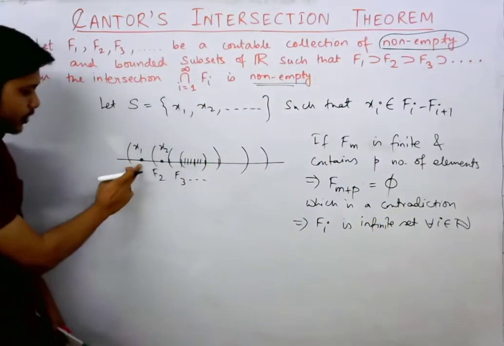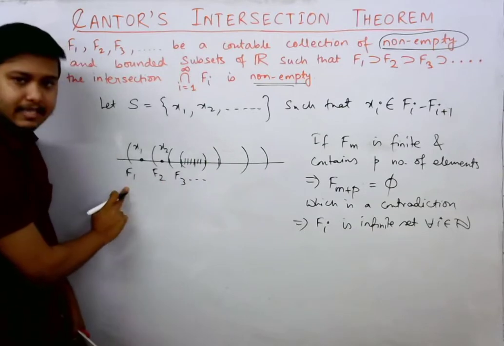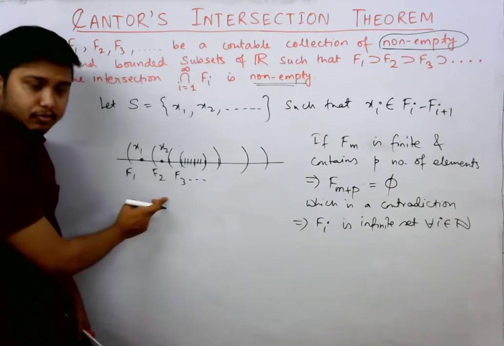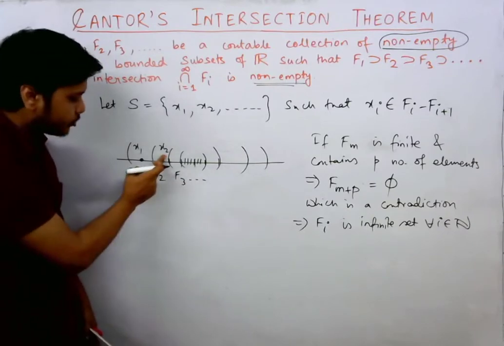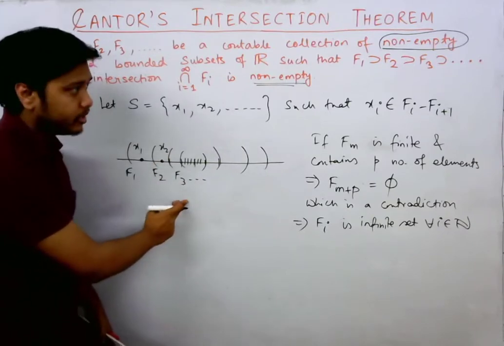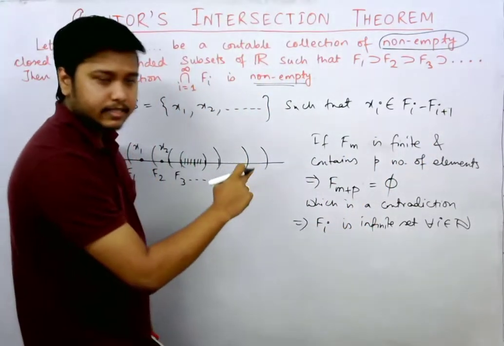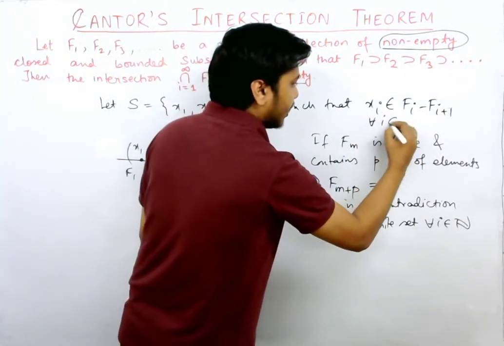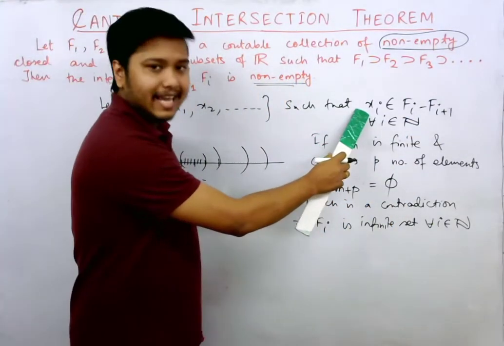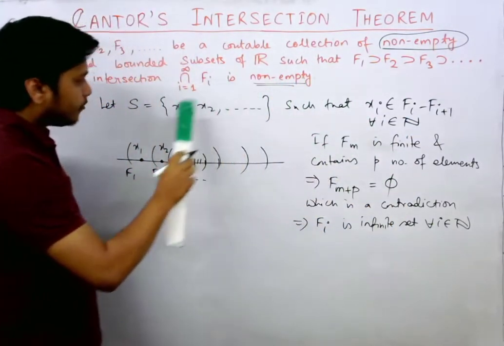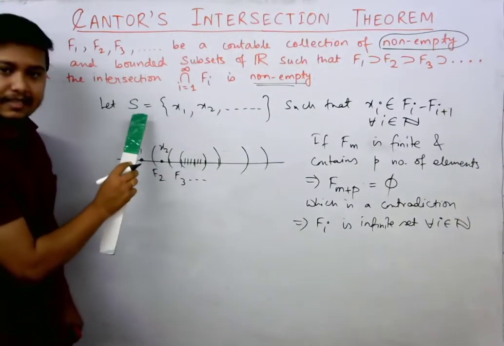You can see x1 belongs to F1, does not belong to F2. So that means x1 basically belongs to F1 minus F2. If x2 belongs to F2 but does not belong to F3, that means x2 belongs to F2 minus F3. So in general I can say that xi belongs to Fi minus Fi plus 1 for all i belonging to the natural numbers. In this manner I have chosen my x elements and I have put those elements inside a set, and I'm calling that set S.